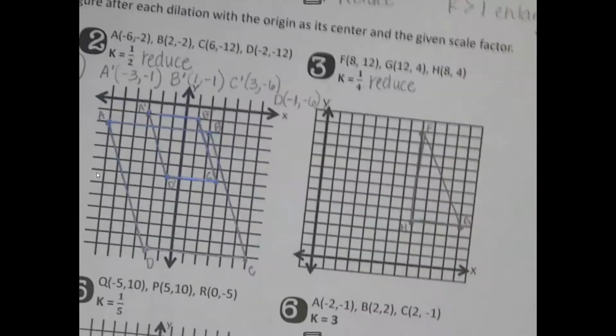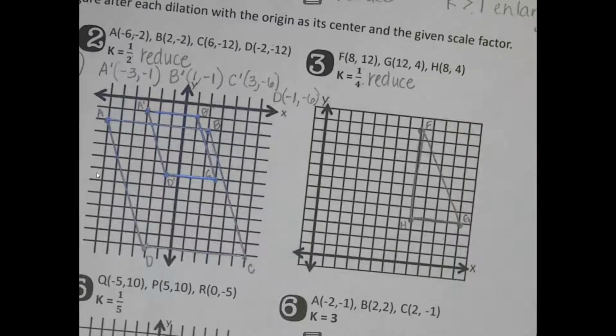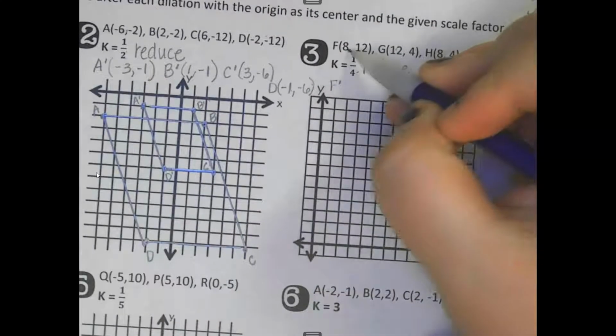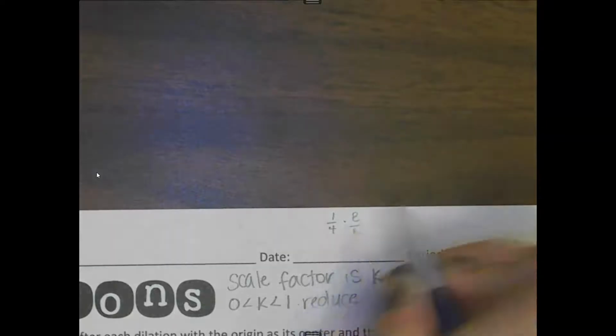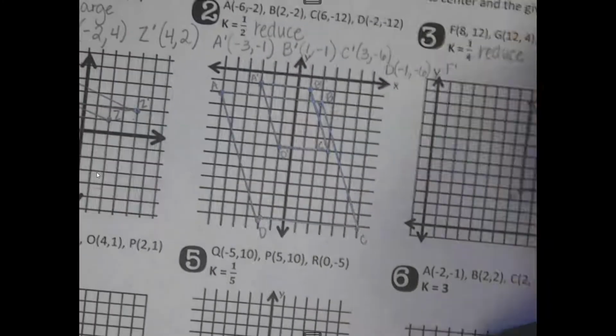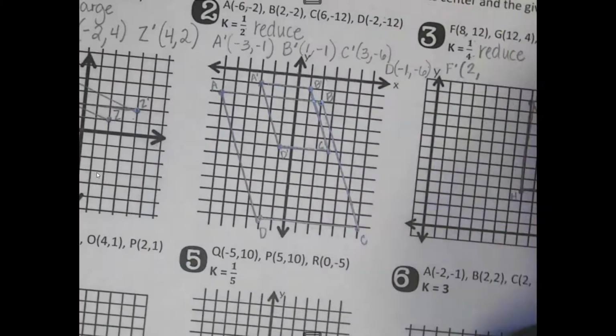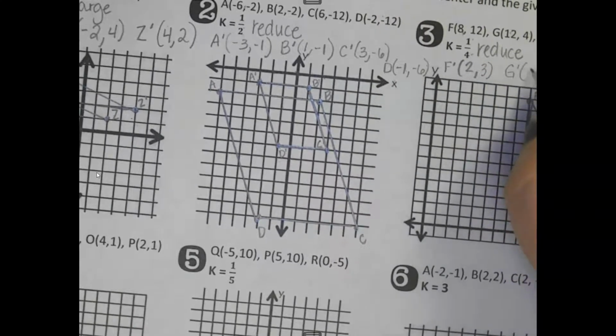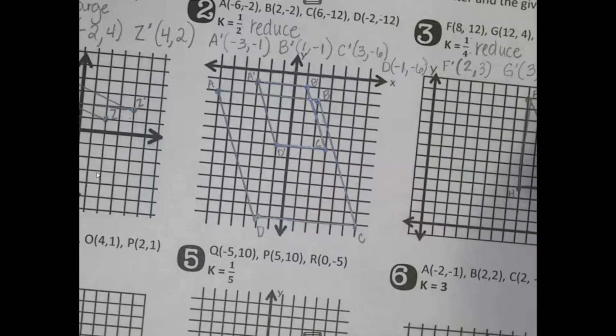All right, there's my triangle when I draw. All right, so now I'm going to do 1/4. So I'm going to start with my F prime. So 1/4 of 8, okay? So that means I'm going to take, and I'm right here at the top, 1/4 times 8. Top times top, bottom times bottom. It's the same as dividing by 4. So 8 divided by 4 is 2. 12 divided by 4 is 3. 12 divided by 4 is 3. 4 divided by 4 is 1.